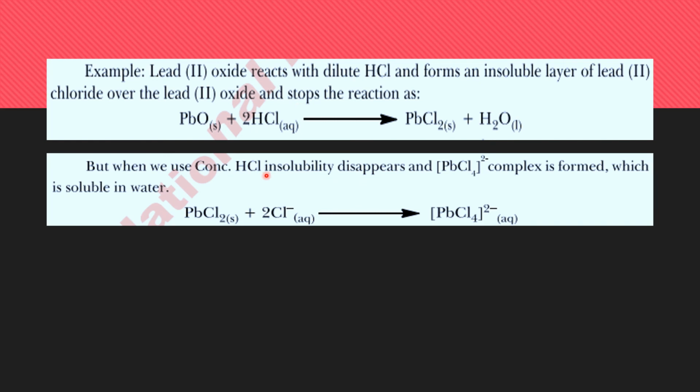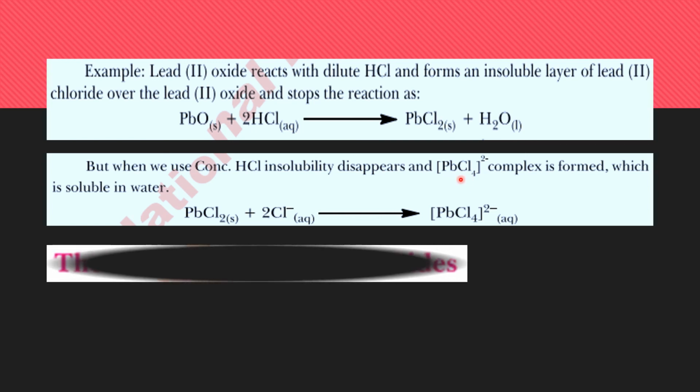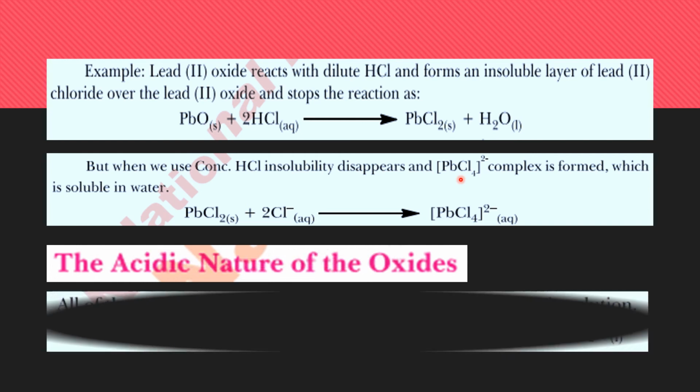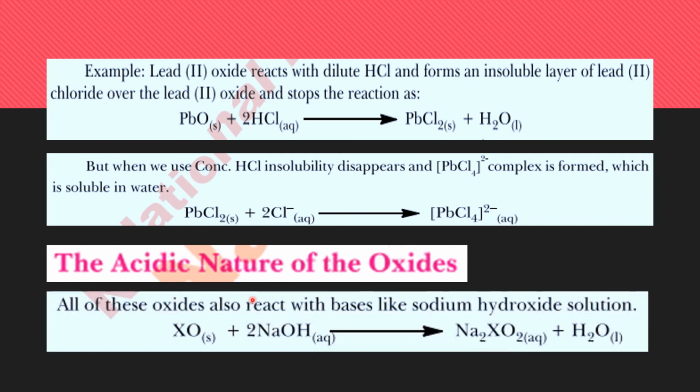But when we use concentrated hydrogen chloride solution, this insolubility will disappear, and the lead 2 chloride will change into the lead tetrachloride. A complex ion will be formed, and this complex ion is soluble in water. And how do they show acidic nature? All these oxides also react with bases, and when they react with bases, they form salts. In this case, they are behaving as an acid.